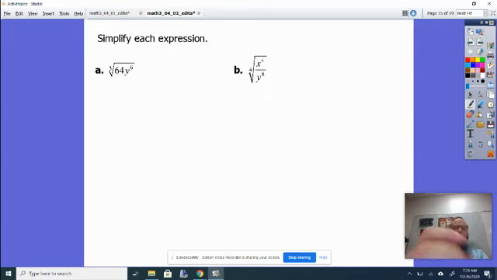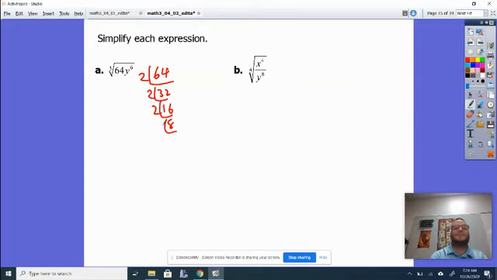For this one, this is a good one. So 64, 2, 32, 2, 16, 2, 8, 2, 4, 2, 2. Okay, and I need to bring them out in threes. So I can bring out 2 sets of 2's, or a 4.